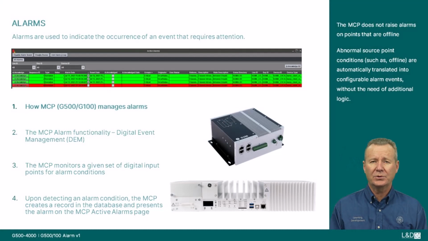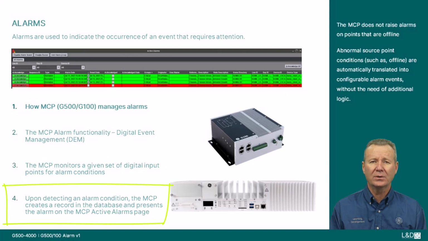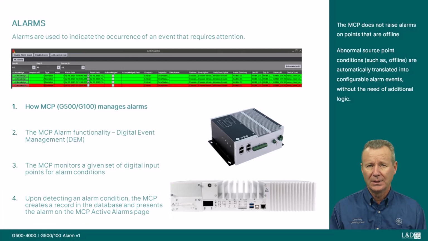The MCP for the G500, G100 monitors a given set of digital input points for alarm conditions. Upon detecting an alarm condition, the MCP creates a record in the database and presents the alarm on the MCP Active Alarms page. Once an alarm is acknowledged, it's archived by moving it from the Active Alarms page to the Historical Alarms page. The MCP alarm functionality, Digital Event Management (DEM), applies to the MCP HMI as well as at the database level in the form of pseudo points that can be mapped to other applications.